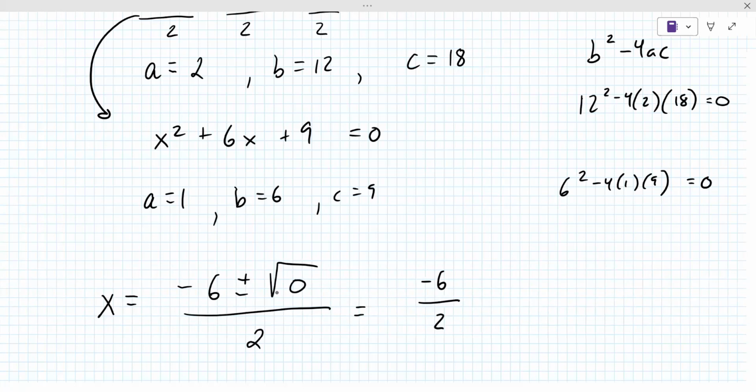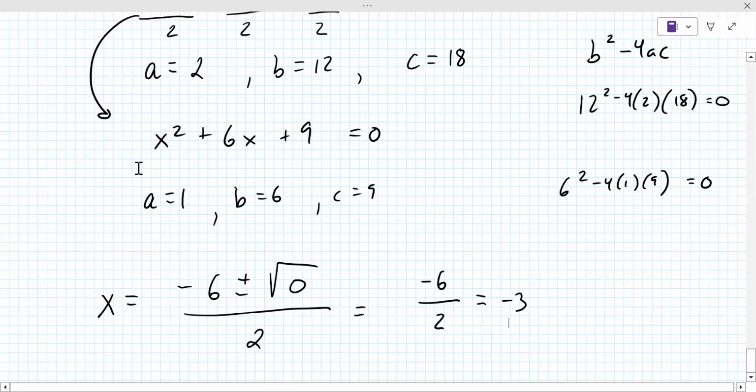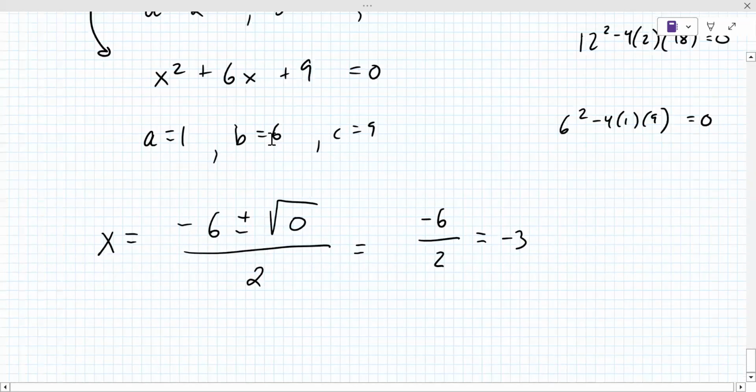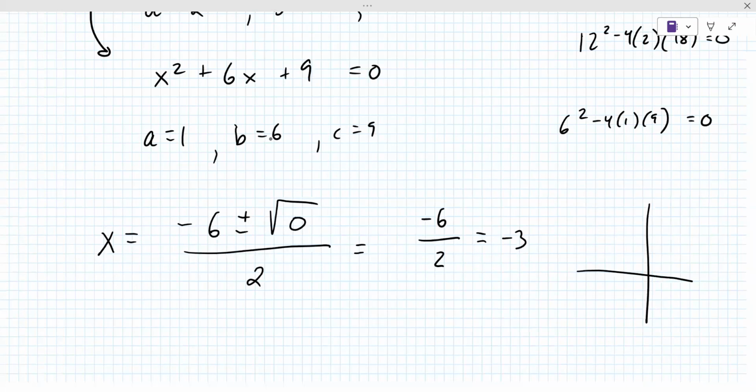So just minus 3. And you might think, well, why is there only one solution? It has to do with the fact that it's a perfect square trinomial. If you were to look at the graph of this, it just touches at minus 3. Is that okay? All right.